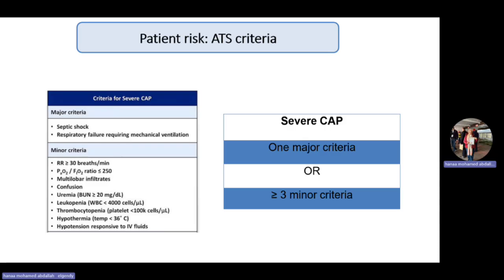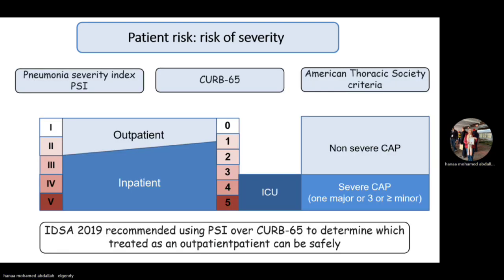Okay, the minor criteria: respiratory rate, the patient is tachypneic, hypoxic, there are lower infiltrates, confusion, uremia, leukopenia, thrombocytopenia, hypothermia, or hypotension. The guideline recommends using the PSI over the group index to determine whether to treat as an outpatient or inpatient. So as we said, PSI classifies the patients to outpatient and inpatient, while the group index classifies patients as inpatient, outpatient, or ICU patients. The American Thoracic Society criteria divide patients into non-severe and severe CAP.